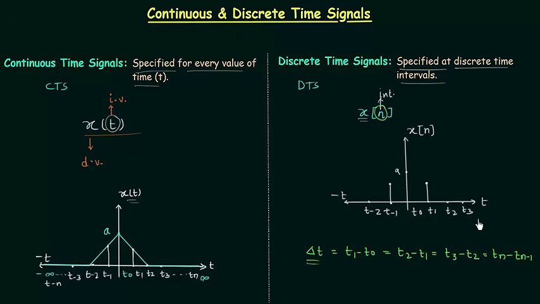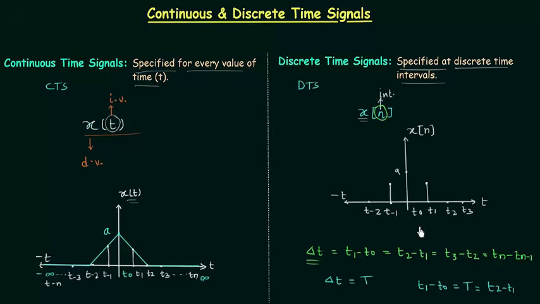You can see the x-axis is for time, but how did we get the integer as the independent variable? Let's consider the case of a uniformly sampled signal. Because of this, delta t will remain the same, and let's say delta t, the time interval, is equal to capital T. When this happens, t1 minus t0 is equal to capital T. In the same way, t2 minus t1 is equal to capital T, and tn minus tn-1 is also equal to capital T.